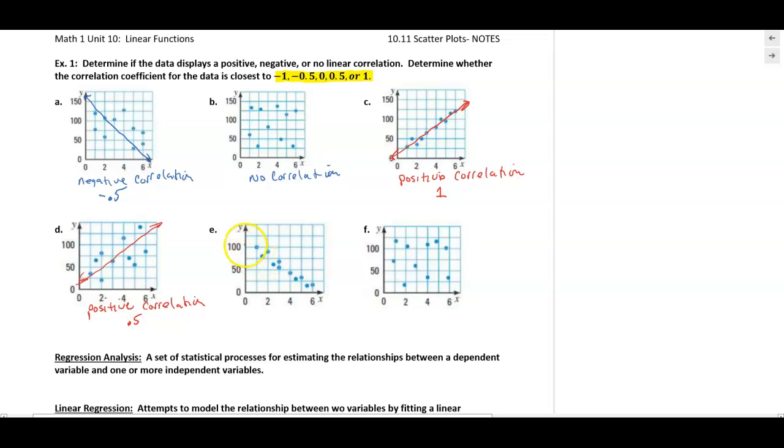Letter E, if I draw a line through here, that line gets close to all the points. So we say that would be a negative correlation. And all those points are really close to it. So we would say that it's probably a correlation coefficient closer to -1. And if I look at F, there's no line that can come close to all the points. There's really no positive correlation or negative correlation. So here we would say there's no correlation.